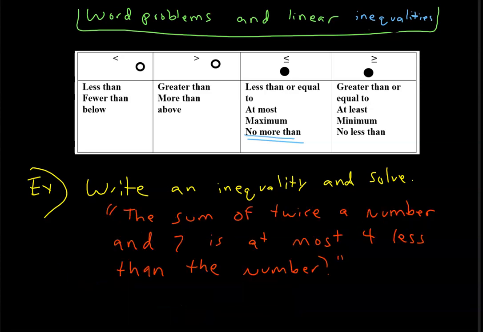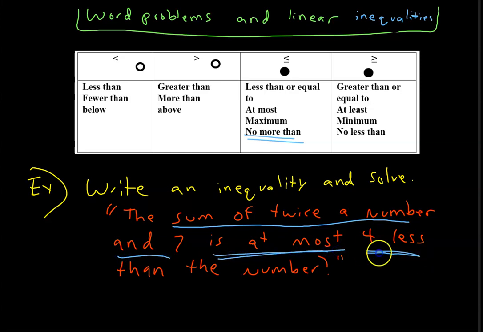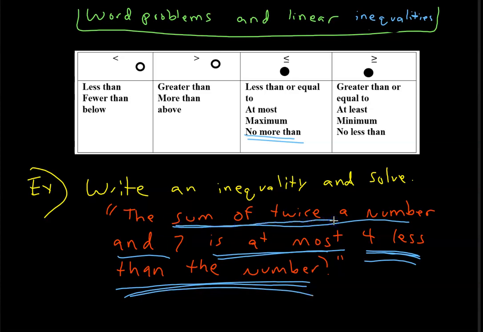All right, so here's a new one. It says write an inequality and solve. And the problem says the sum of twice a number and 7 is at most 4 less than the number. All right, so let's come up with that inequality. The sum means add, twice a number means 2 times x, and 7. So it's going to be the sum of twice a number and 7. That's 2x plus 7.